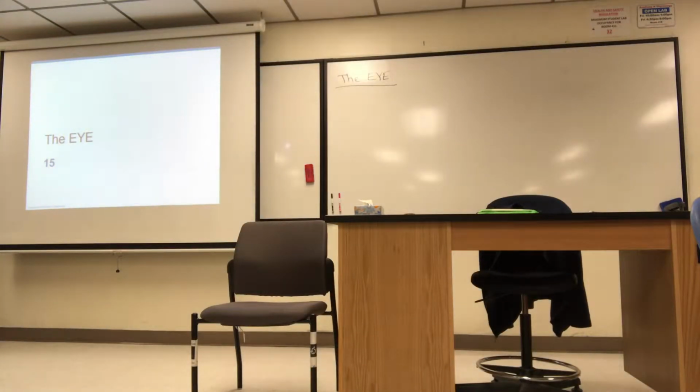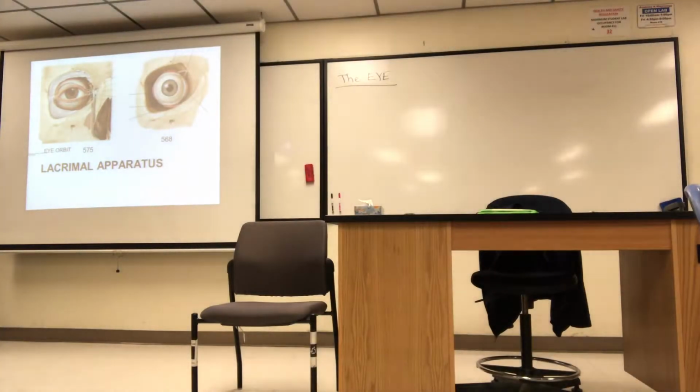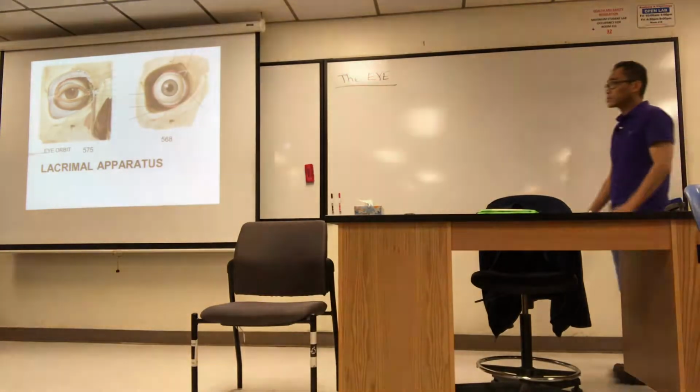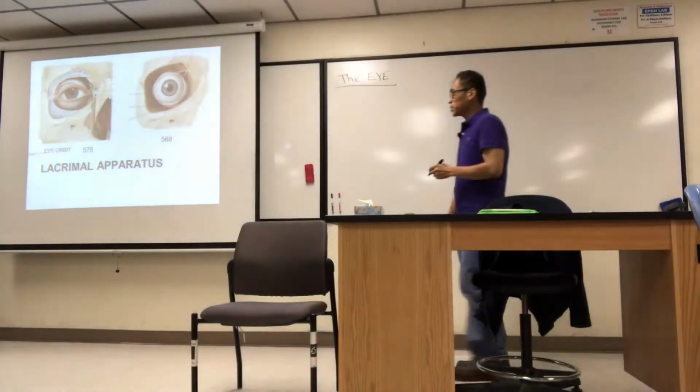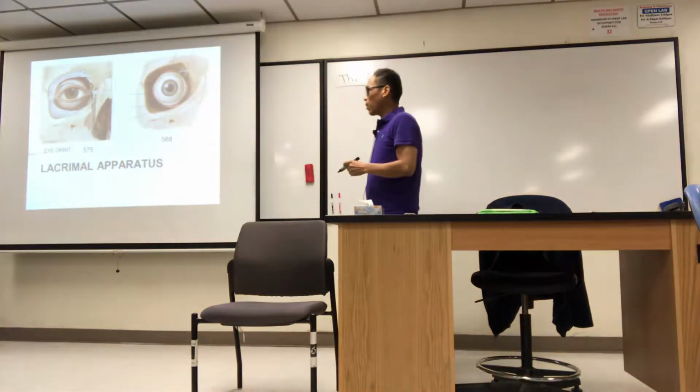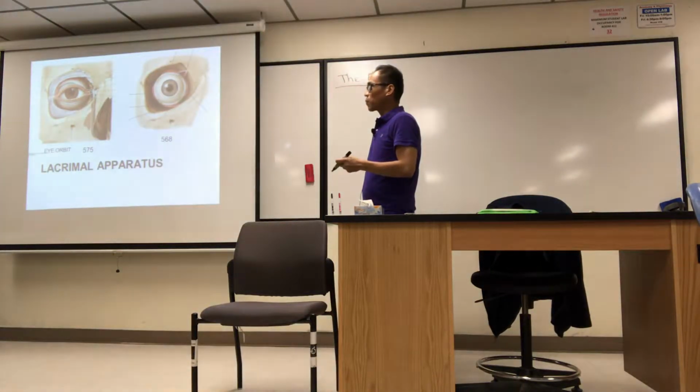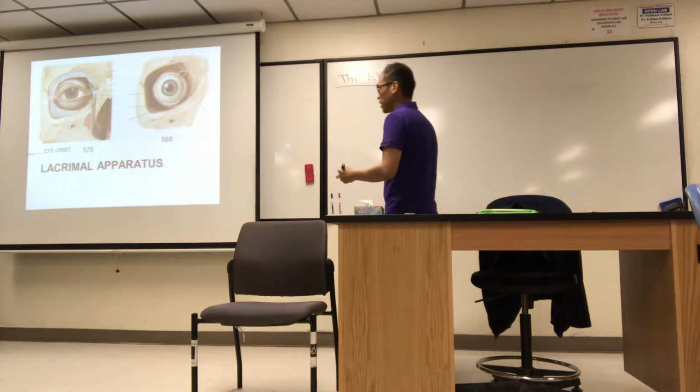A couple pictures of the eye here. The picture on the right we kind of looked at for the extraocular muscles. The picture on the left is what I want to teach now. It's called the lacrimal apparatus. It's responsible for wetting the eye with your tears and draining them.